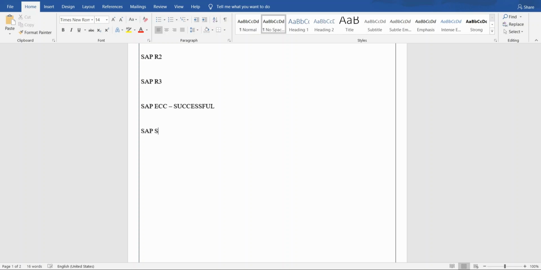SAP S/4HANA stands for SAP Business Suite, or you can take it as Application Suite, 4, and we'll explain what that 4 means in the next session, High performance Analytic Appliance.